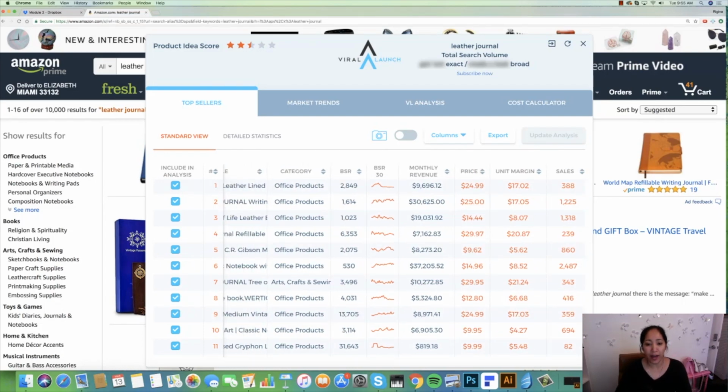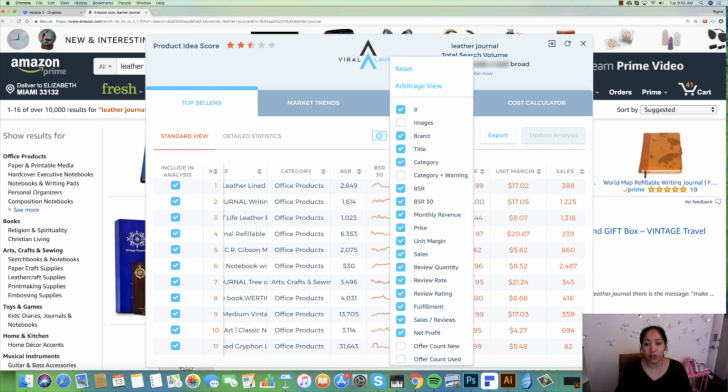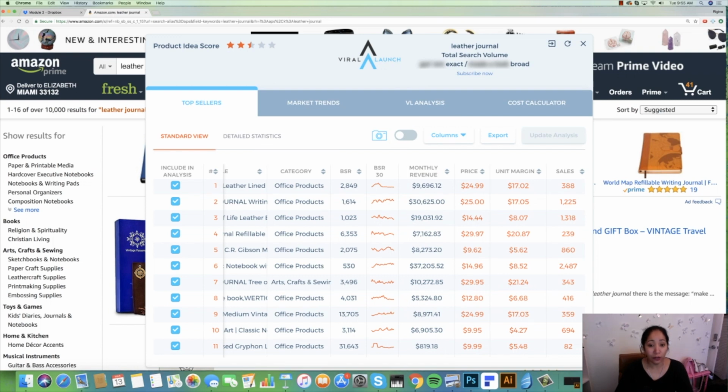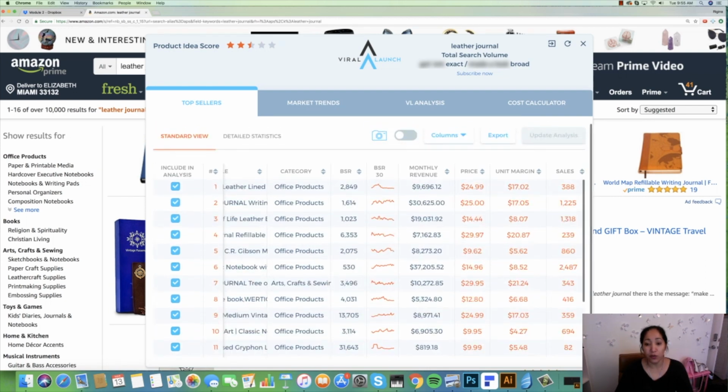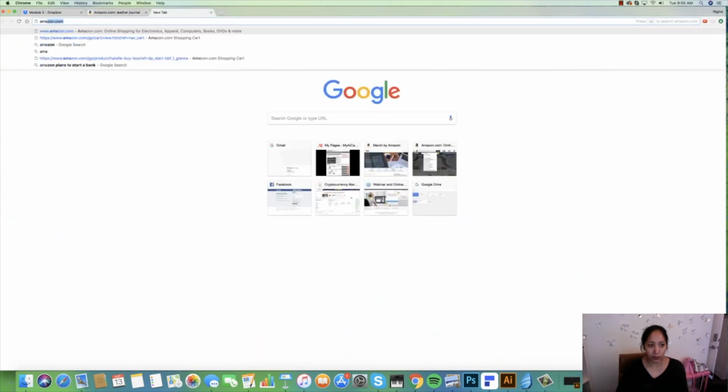In addition to that, it will also allow you to take a picture, save some products, export this information, sort your columns, and exclude or include certain columns in your analysis. What that means is it's going to show you some detailed statistics here. If you want to exclude one, and they usually do this for you, there are some cases in some niches where some products do phenomenally. So let me give you an idea of what that is.